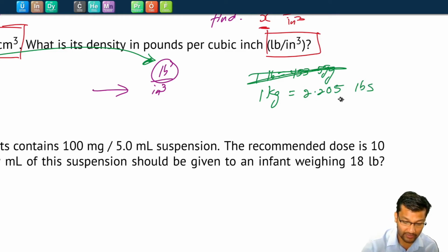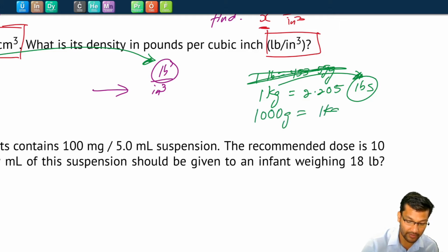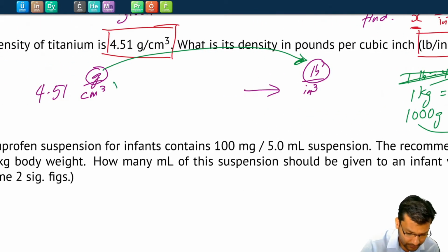And then that will help us get from kilograms to pounds, but we don't have kilograms, we have grams. So we should know that 1,000 grams is 1 kilogram. So that's a strategy. We can go from grams to kilograms and then from kilograms to pounds. So let's do that. We can go from grams to kilograms. 1,000 grams is 1 kilogram.